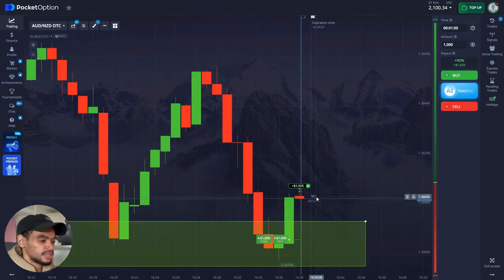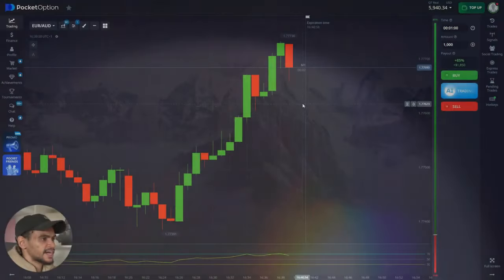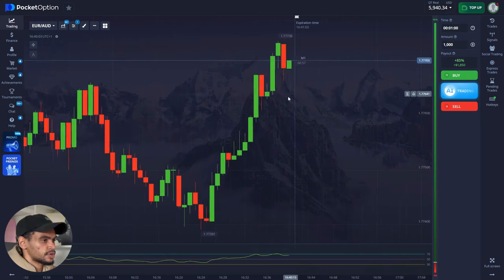There it is. We spotted the pattern, we got the confirmation, we entered, we made 2.5k. And here I added RSI, and we have a pretty strong bearish candle here.